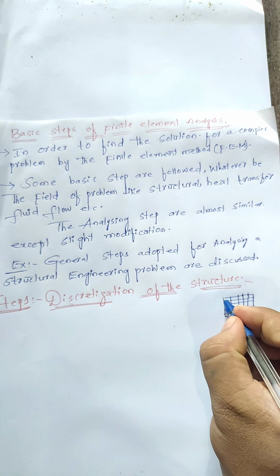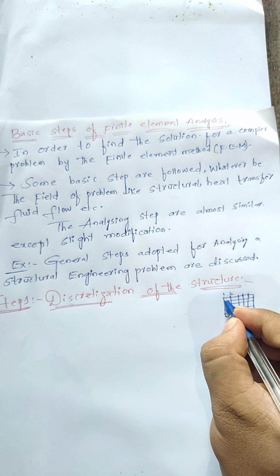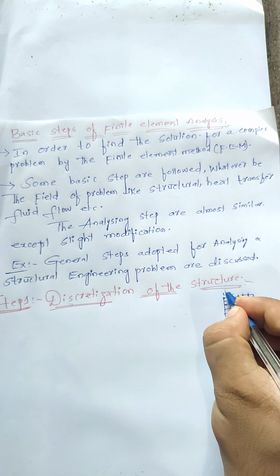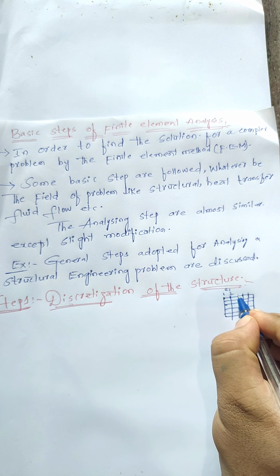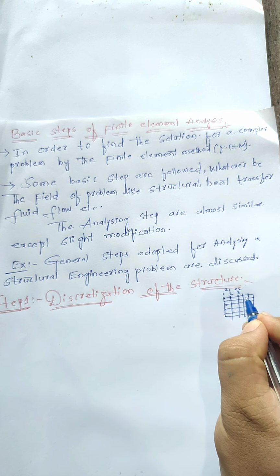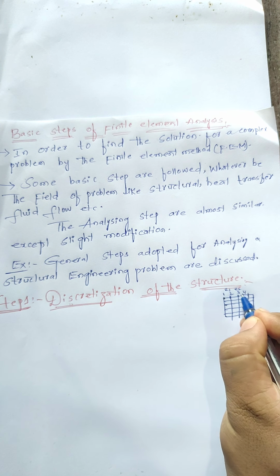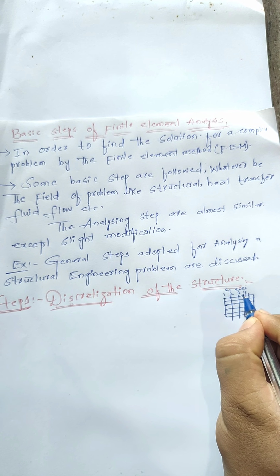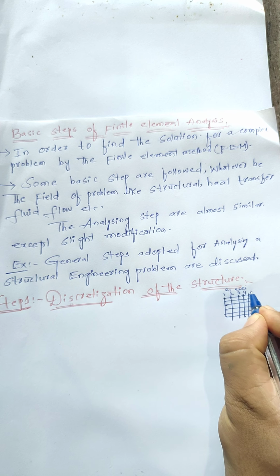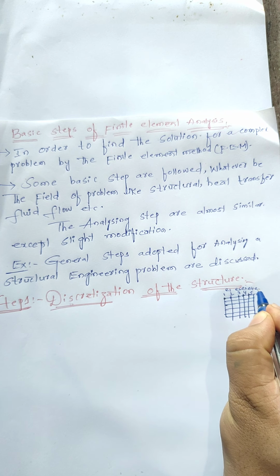Let us see. Here is one node, and here is the second node. If we join the first node to the second node, the element formed is the first element. If we join the second node to the third node, the element formed is E2. If we join node 3 to 4, the element between them is E3. If we join node 4 to 5, the element is E4. If we join node 5 to 6, the element formed is E5.